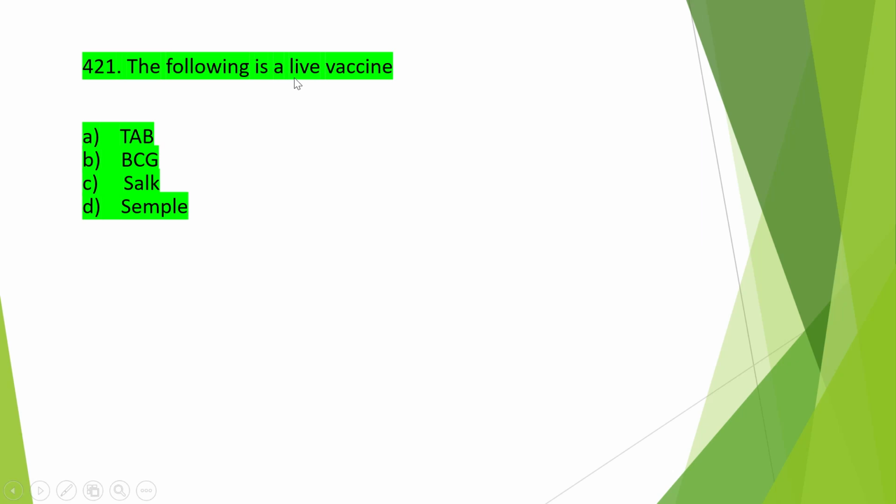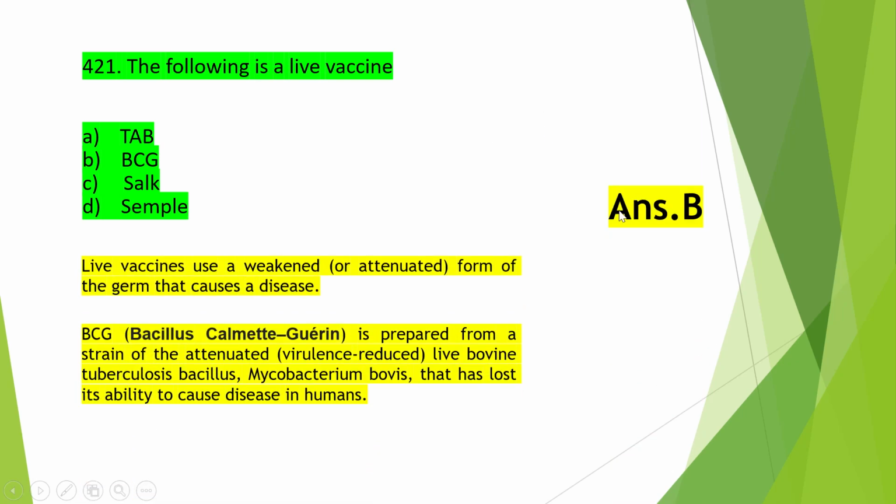Next one is: the following is a live vaccine: TAB, BCG, Salk, or Sample. So the right answer is option B, BCG. A live vaccine uses a weakened or attenuated form of the germ that causes a disease. And BCG, that is the Bacillus Calmette-Guerin, is a prepared form of a strain of the attenuated, that means the virulence reduced, live bovine tuberculosis bacillus Mycobacterium bovis that has lost its ability to cause disease in humans.